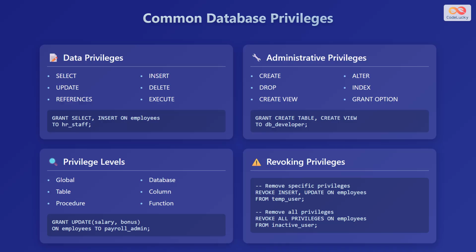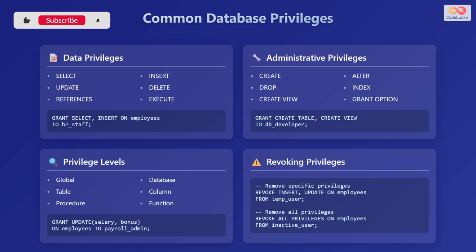There are several common database privileges. Data privileges control access to data manipulation operations. These include select, insert, update, delete, references, and execute. The code example shows granting select and insert privileges on the employees table to the HR staff.